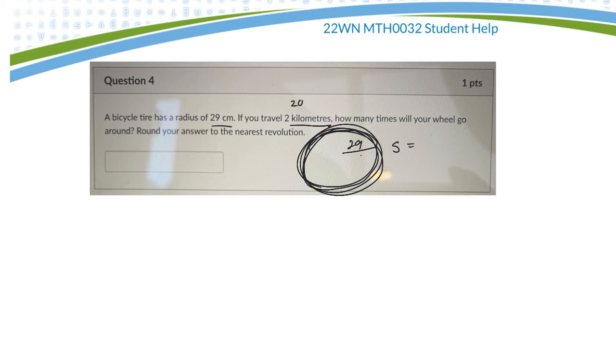2 kilometers will be 2,000 meters, and 29 centimeters will be 0.29 meters, because you'd move the decimal place twice to the left. Okay, so my arc length is 2,000 meters, and my radius is 0.29 meters. So my formula is the angle rotation is equal to the arc length divided by the radius.